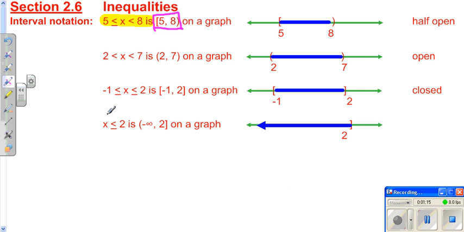Now, down here we have x is less than or equal to 2. So that means you need to go to 2. It's equal to, so it's square, and you're less than, so you're going to shade to the left. So you're really coming from negative infinity. The infinities, whether positive or negative, are never included because you can only include numbers, and infinity is a concept, not a number. So it's a curve here. The smallest of these two you put first, which is the negative infinity, followed by the 2, and you're including the 2, so that's a square.